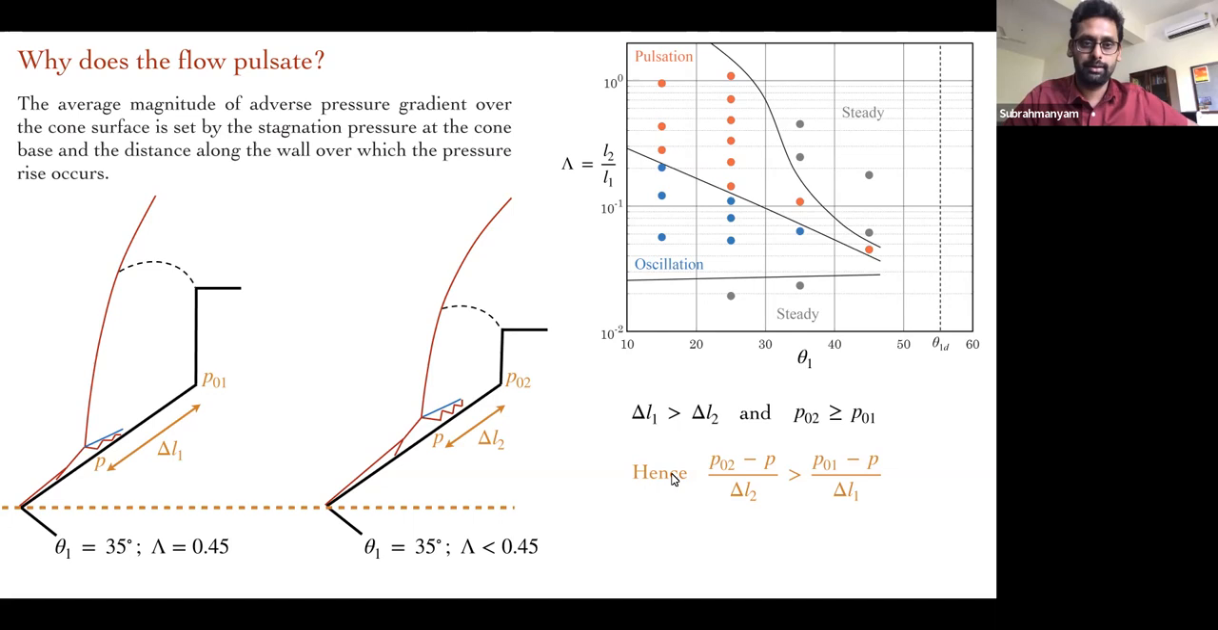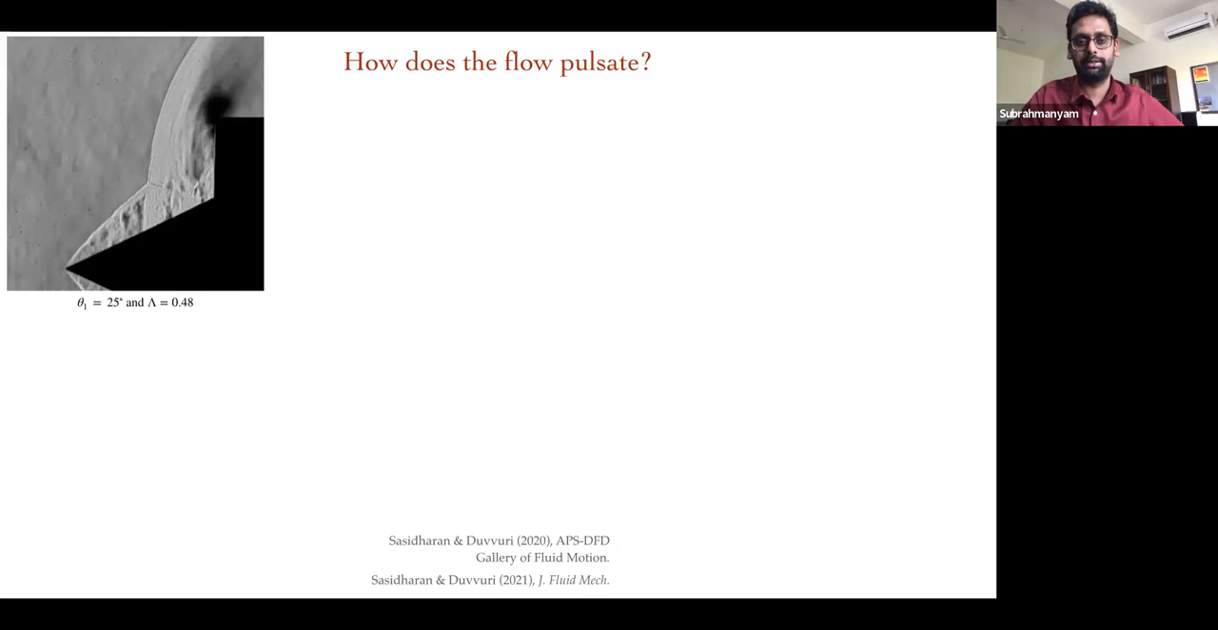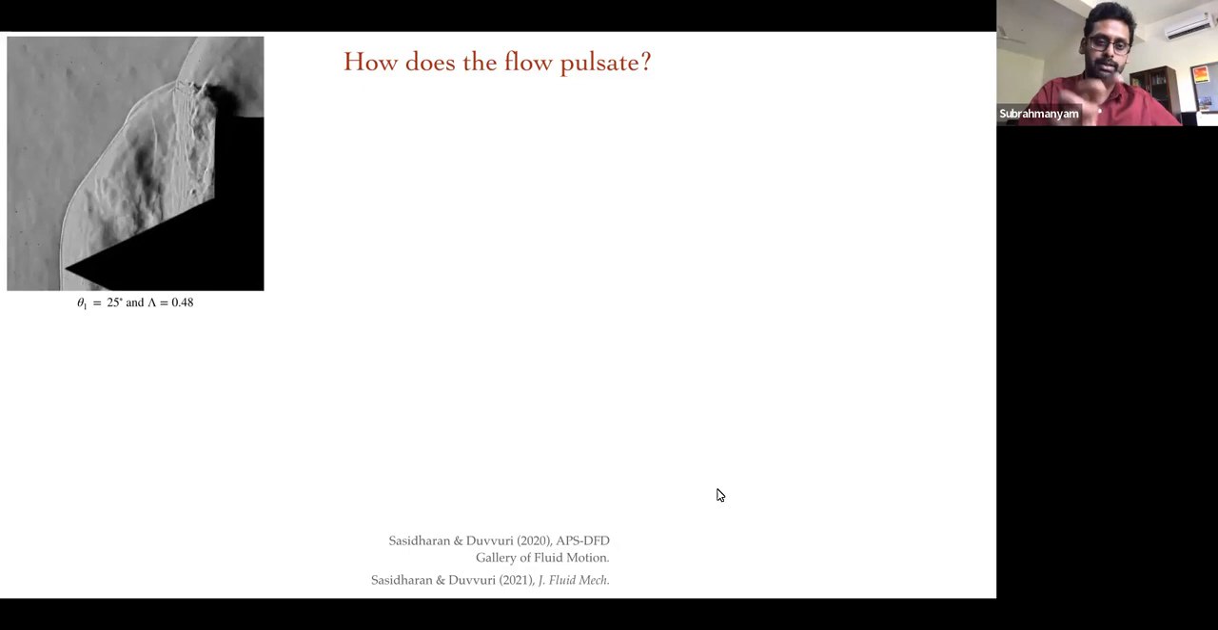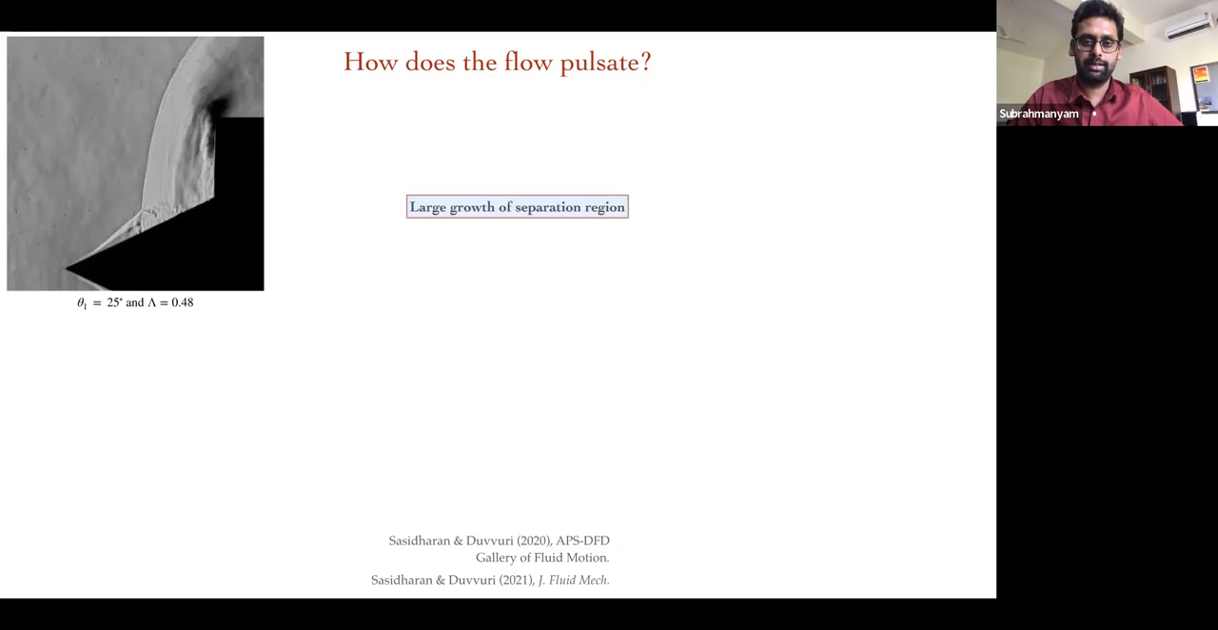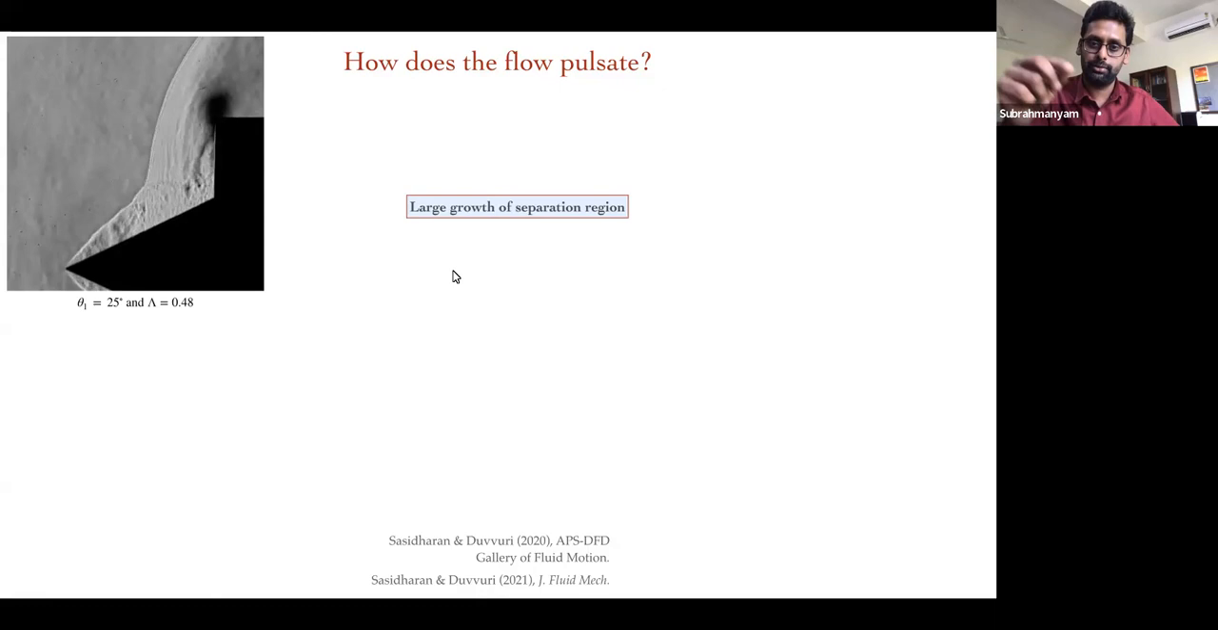Now, once that large scale flow separation happens, then we can sort of explain what it leads to, in the sense of how the flow pulsates once you go into the pulsation regime. Well, the Schlieren videos are very helpful in understanding this pulsation dynamics. So we can sort of split the pulsation cycle into three phases. So the first phase is large growth of separation region. So now you moved from the steady flow state into the pulsation region, and you have a strong enough adverse pressure gradient that generates large flow separation region on the cone surface. And this separation region is continually growing because there is continuous mass accumulation, right?